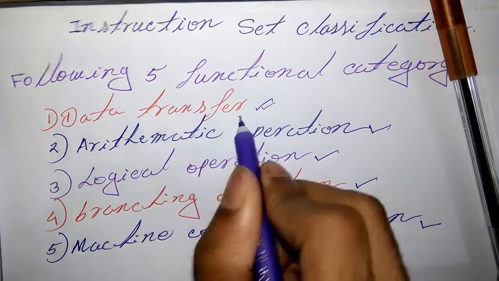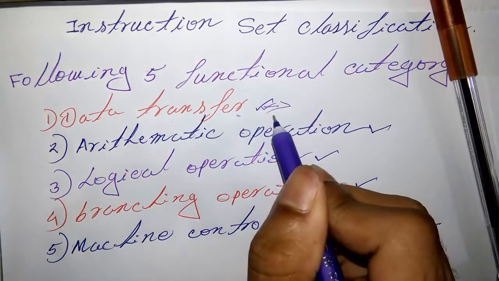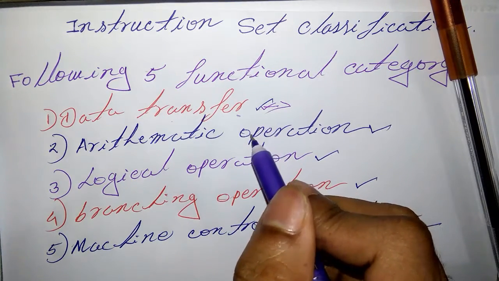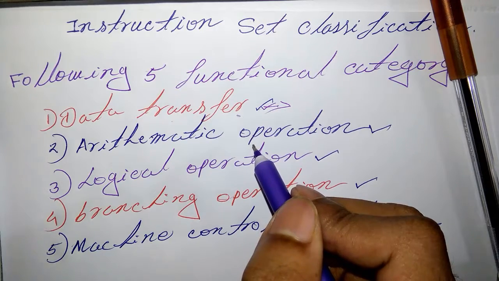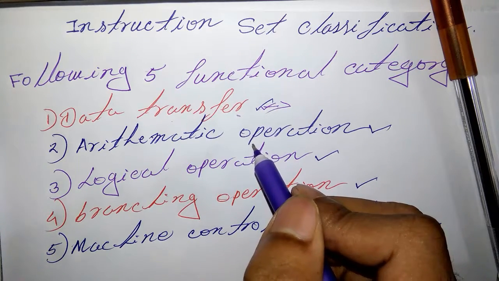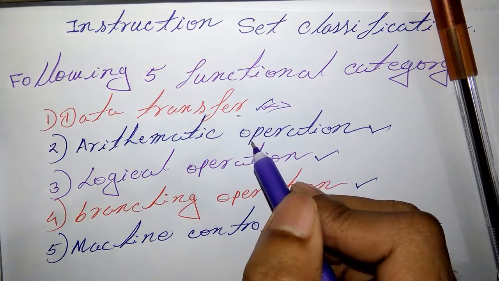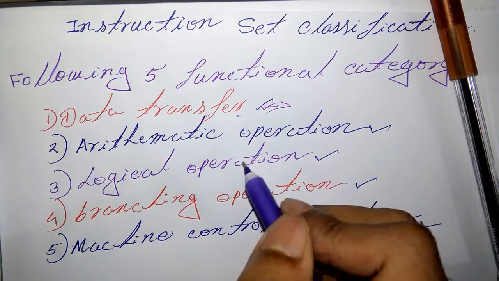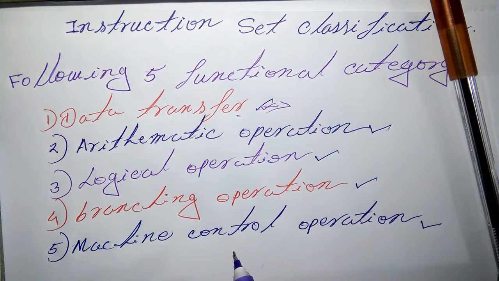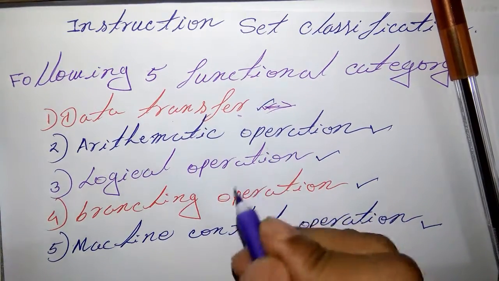Data transfer means copying data from a location called the source to another location called the destination, without modifying the contents of the source. In technical manuals, the term data transfer is used for this copying function. Mind it, copying.